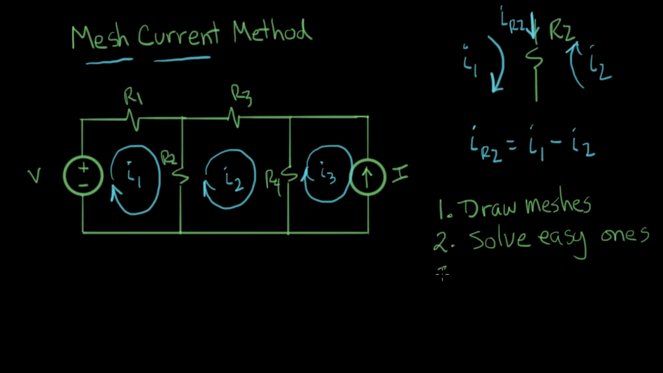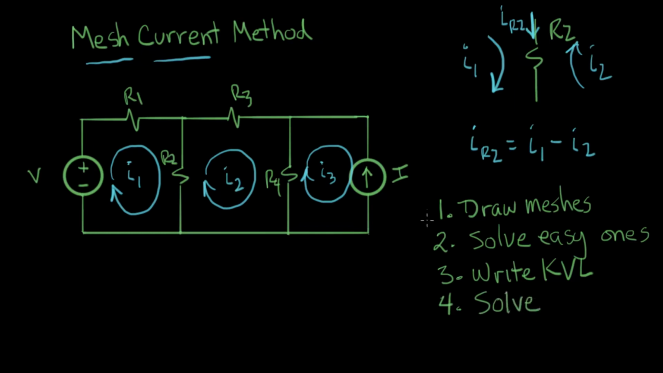And then the third step in the method is to write Kirchhoff's voltage law, KVL. Write Kirchhoff's voltage law equations for the two remaining mesh currents. And the fourth step is solve.